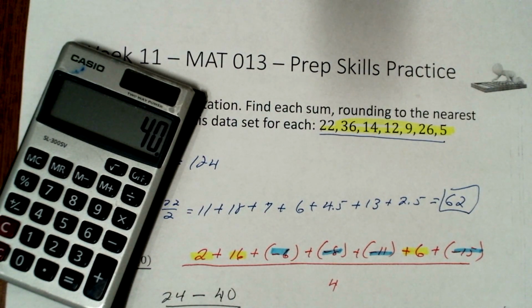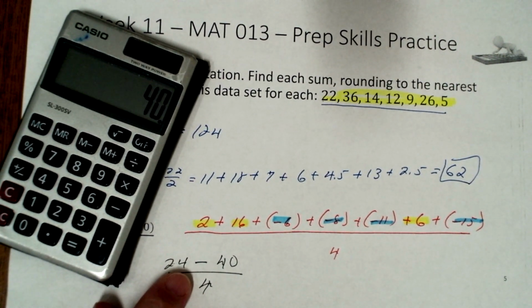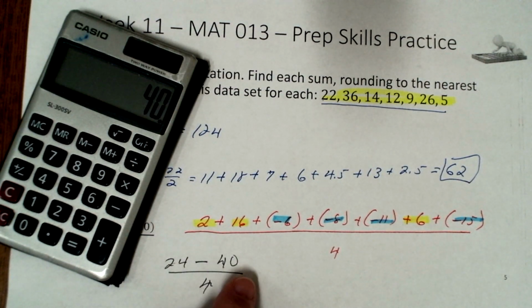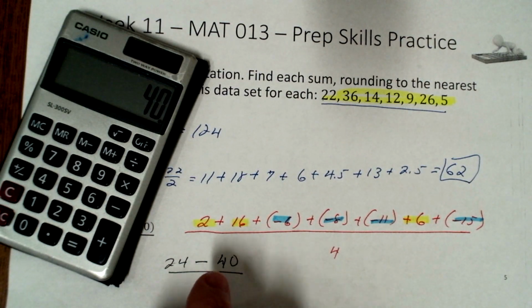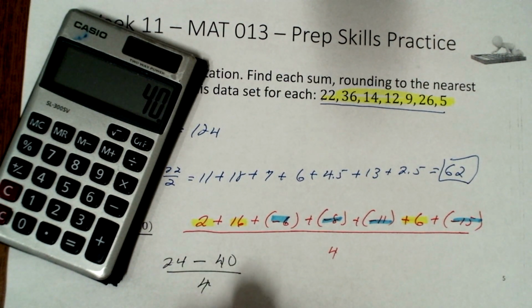We need to go ahead and do this piece here. Again, remember, when we're adding numbers with different signs, we're going to ignore the sign. So we don't see positive 24, negative 40. All we see is 24 and 40, neutral perhaps. We're going to subtract a smaller number from a larger number. 40 minus 24 is 16.